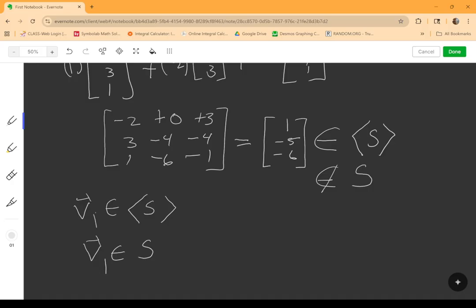Okay, so that's the idea of a span. Next, the question we want to ask is: if I have a vector and a set S, how do I know if that given vector is in the span of S?